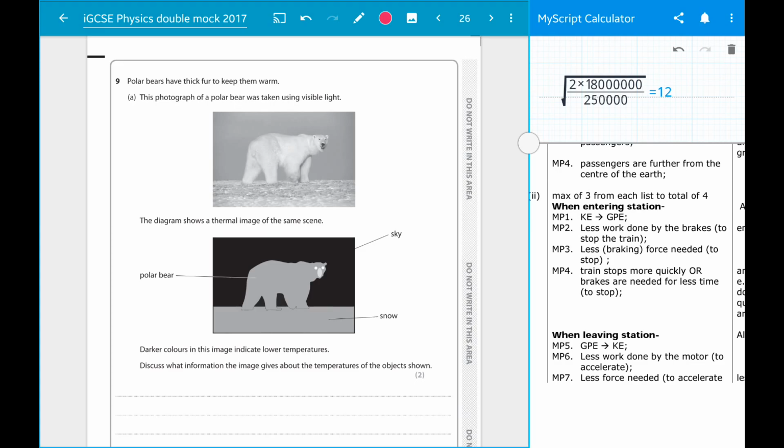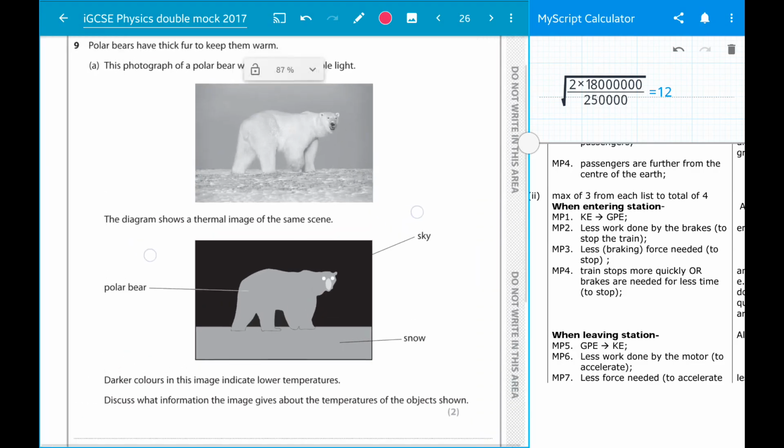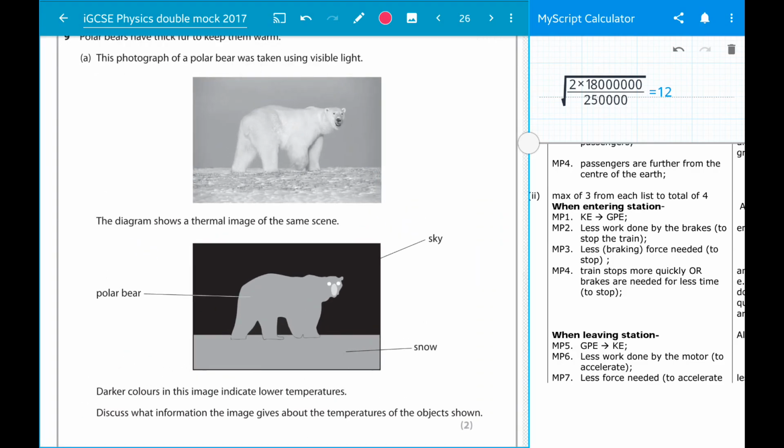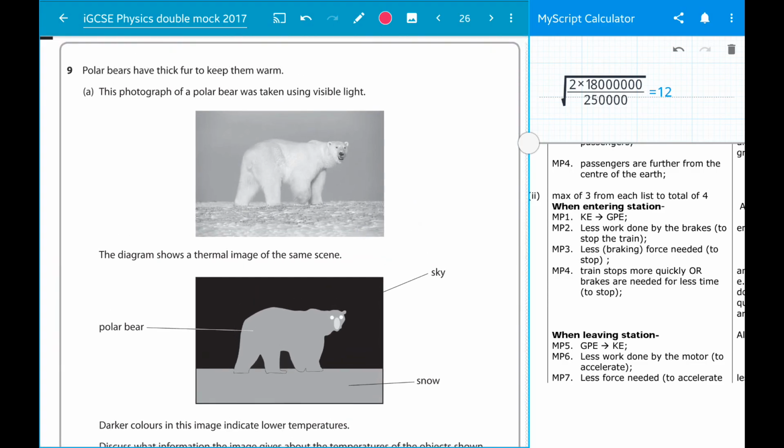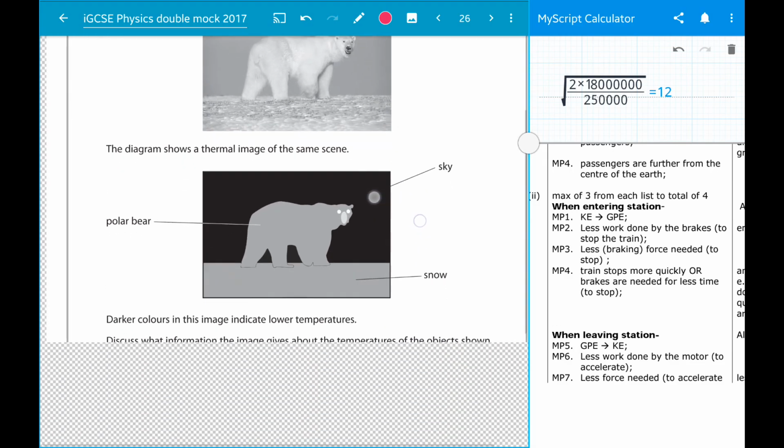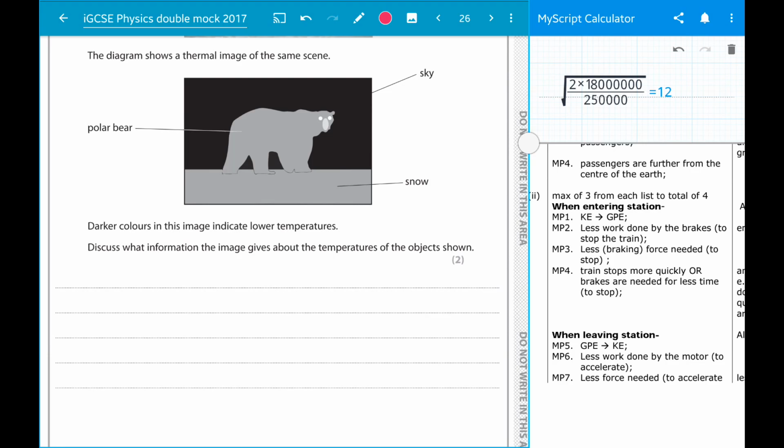This was a question that people found very difficult, to be honest. It seems easy, but it used an idea that we've gone through a lot of times in the past, and maybe too long ago. The photograph of a polar bear was taken using visible light. The diagram shows a thermal image of the same scene. Darker colours indicate lower temperatures. Cold, warm-ish, hot. Discuss what information in the image is given about the temperatures of the objects shown.